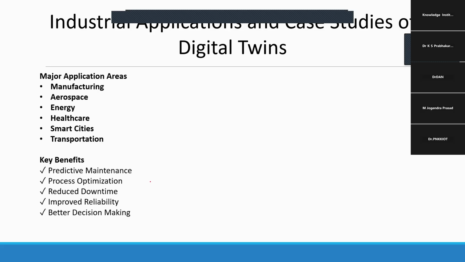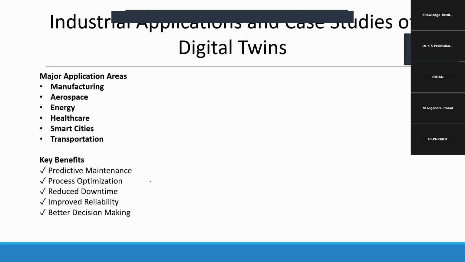So now let's talk about some of the industrial applications and case studies of digital twin. Already I told you many of these areas it can be applicable. Nowadays, people are using it for healthcare, smart cities, transportation. So many areas people are using it, and one by one we will discuss.